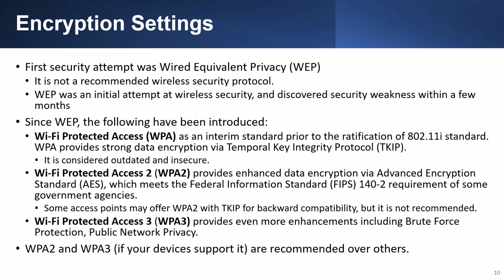Wi-Fi Protected Access, or WPA, is an interim standard prior to the ratification of 802.11i standard. WPA provides strong data encryption via Temporal Key Integrity Protocol, or TKIP. Wi-Fi Protected Access 2, or WPA2, provides enhanced data encryption via the Advanced Encryption Standard, or AES, which meets the Federal Information Standard 140-2 requirement of some government agencies. Some access points may offer WPA2 with TKIP for backward compatibility, but it is not recommended.